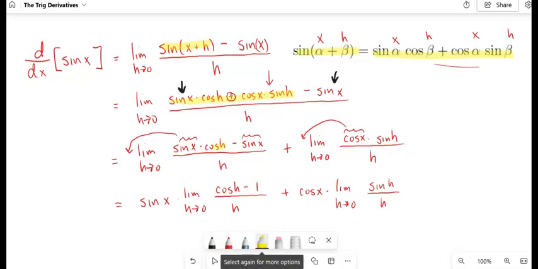So again, there's the cosine. Sine is being multiplied by, you can think of it as like -1 right there. So when I factor out that common sine, I'm left with the cosine and the -1 over the h. Same way over here, I've got a cosine that I'm completely factoring out, and I'm left with this sine h over h in the limit.